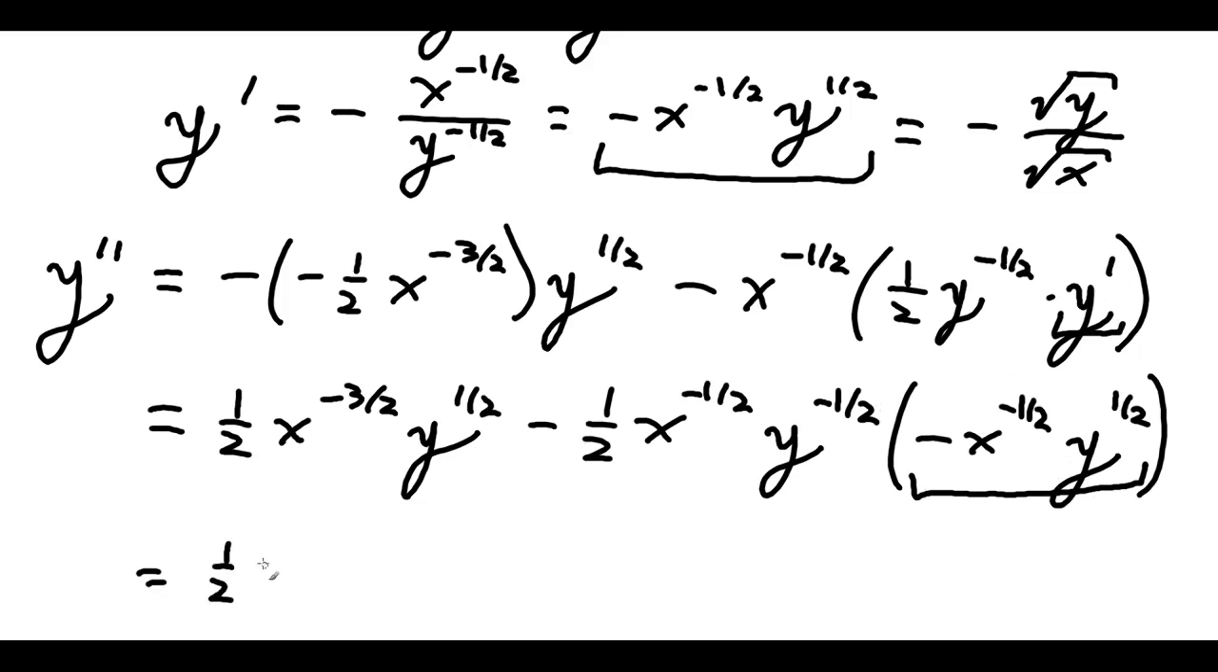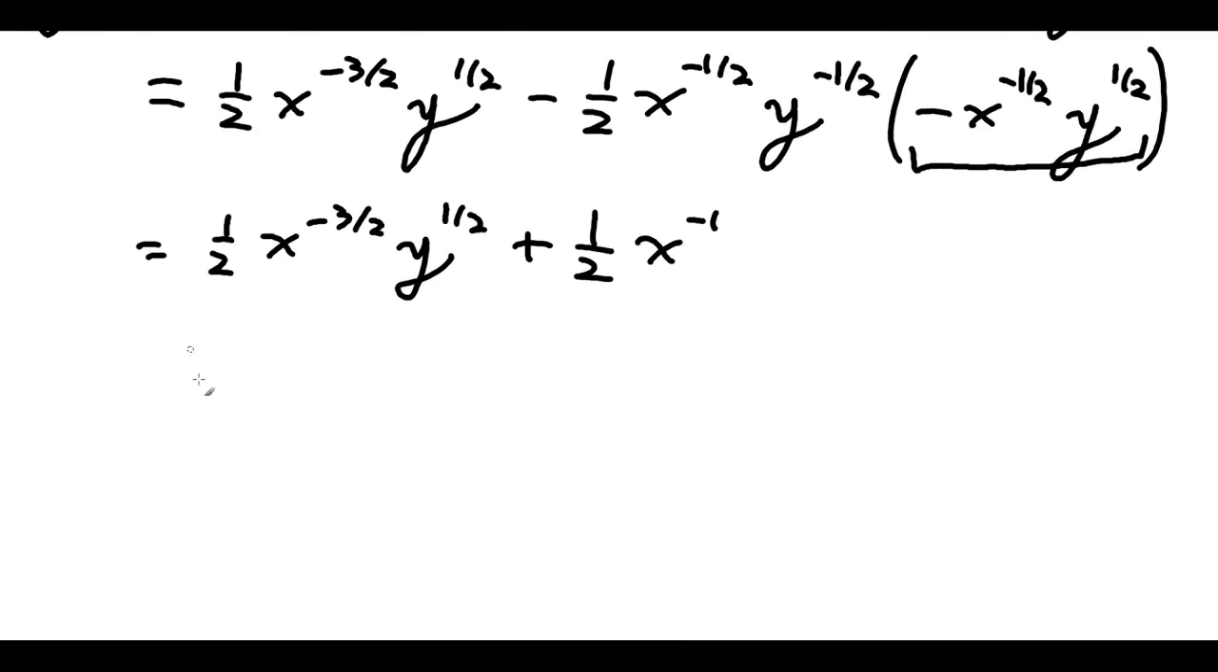So let's continue simplifying and cleaning things up a bit. We have a negative here times that negative gives, it's going to turn that into a plus. We have 1/2. X to the negative 1/2 times x to the negative 1/2 is x to the negative first. Y to the negative 1/2 times y to the positive 1/2 is y to the 0, which is 1. So that all simplifies down to this.